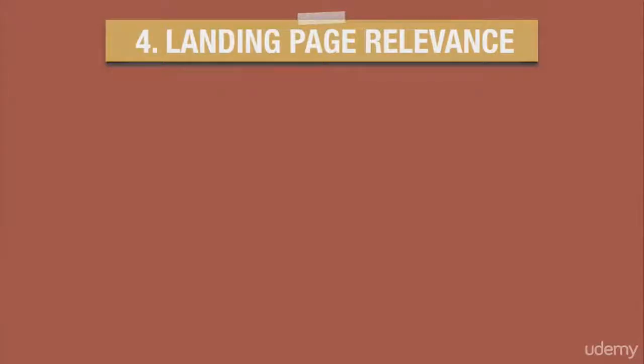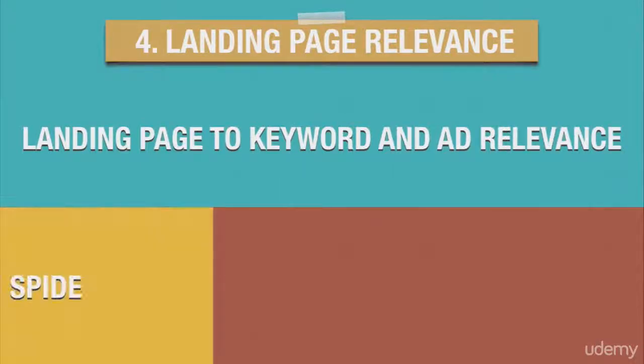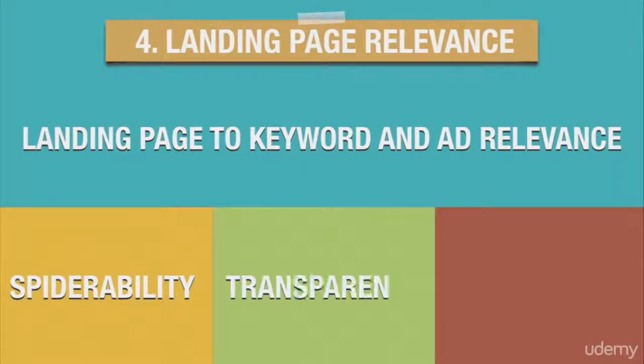Landing page quality is the least weighted factor in calculating quality score, and most advertisers don't run into landing page issues. But the elements of landing page quality are definitely worth knowing and understanding. There are 5 primary categories of landing page relevance, or landing page quality, as it's often referred to. First and foremost, yep, you guessed it, we have landing page to keyword and ad relevance. Then we have something called landing page load time, which is a really non-issue nowadays. Then there's spiderability, transparency, and navigability.